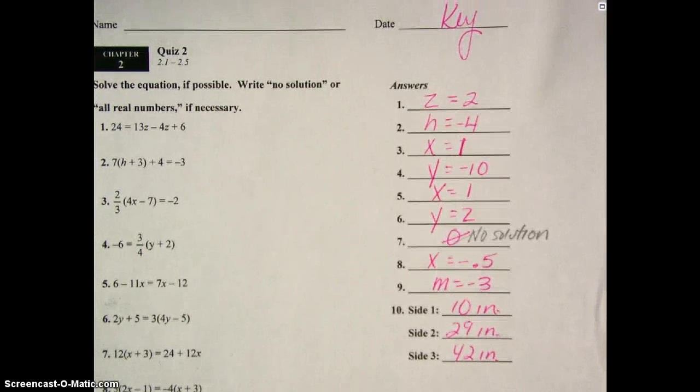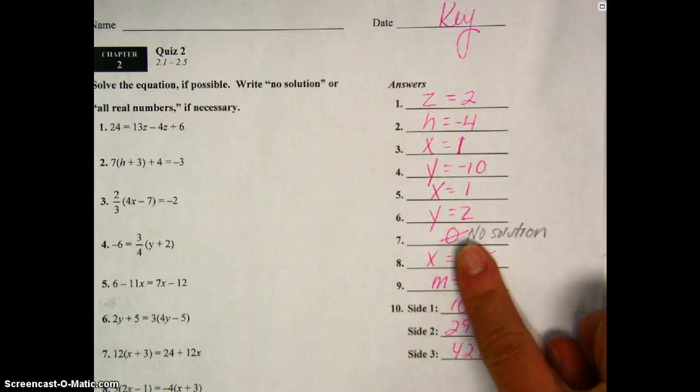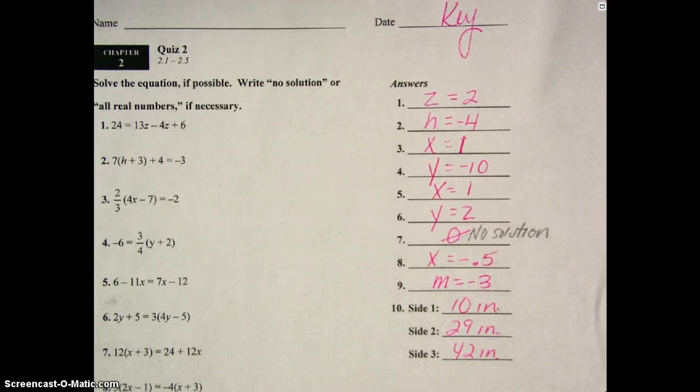Alright, so here is the key from the Chapter 2, Sections 1 through 5 quiz. You can see the answers here. This one is no solution. I had originally put a circle with a line through it because sometimes that's shorthand for no solution, but it is no solution for that one. So now I just want to show you the work involved with getting these solutions.